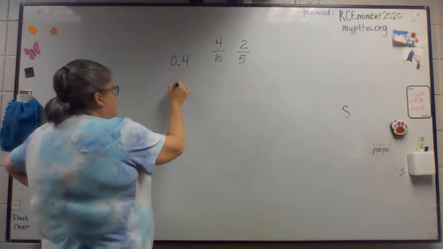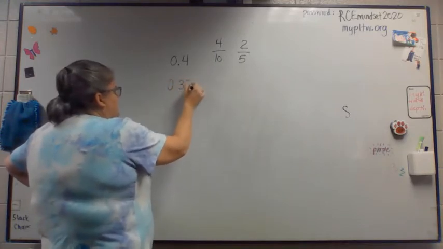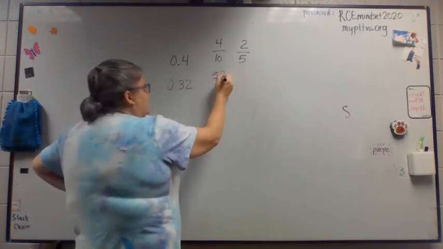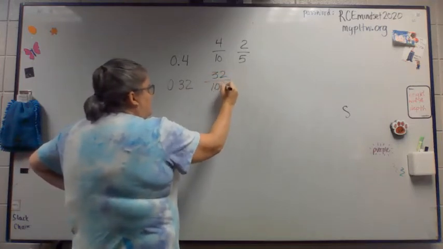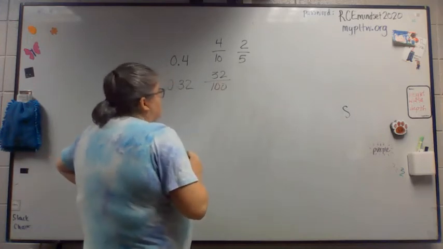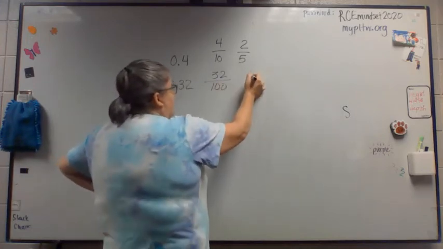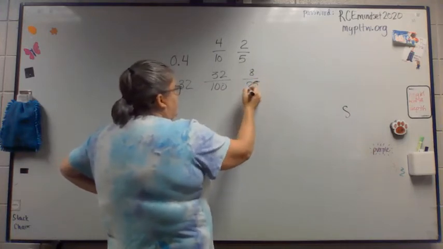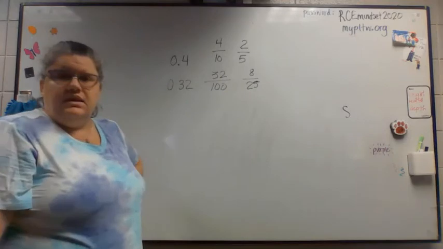Another example, let's do 0.32. This is 32 hundredths, so I'm going to do 32 over 100. Both of these can be divided by 4. 32 divided by 4 is 8, and 100 divided by 4 is 25. So that one is 8/25.